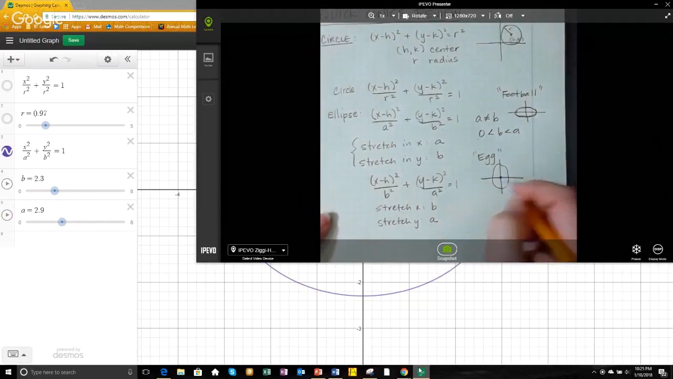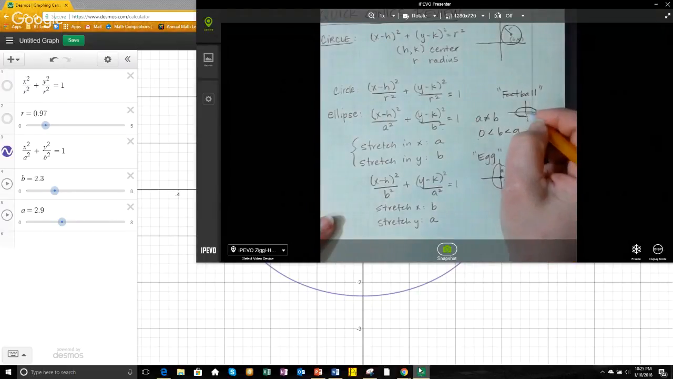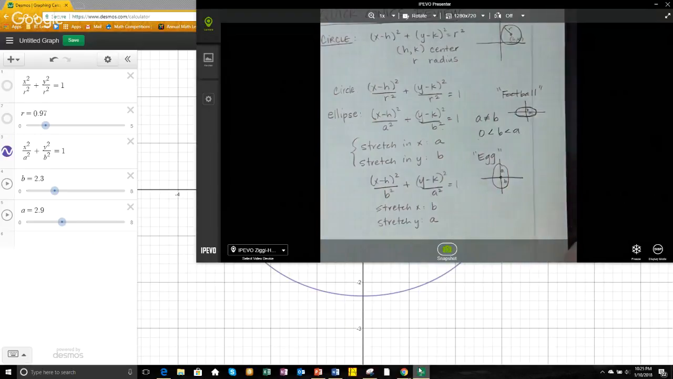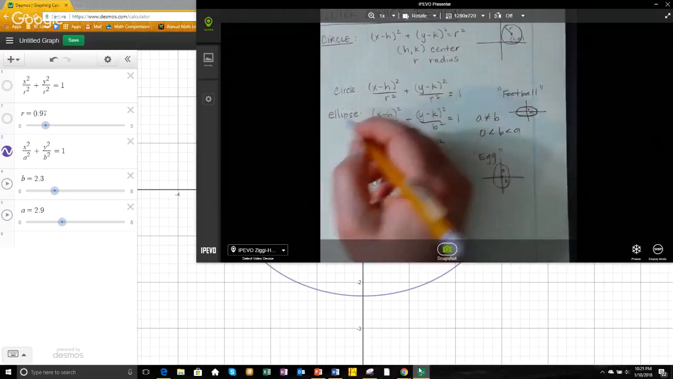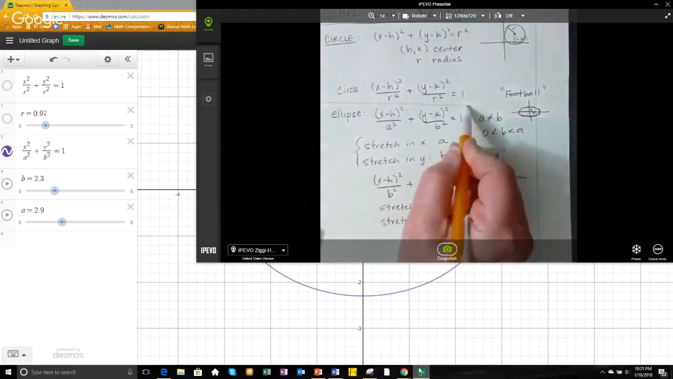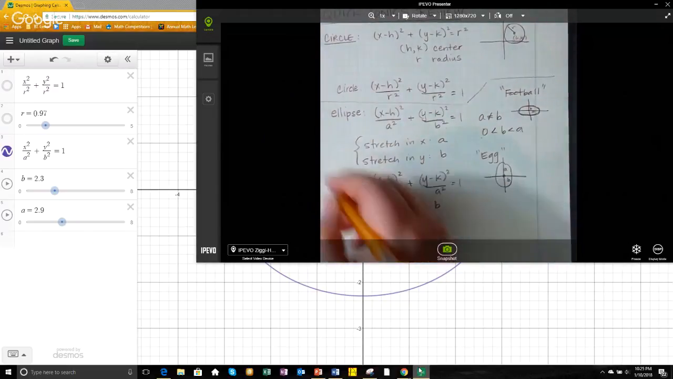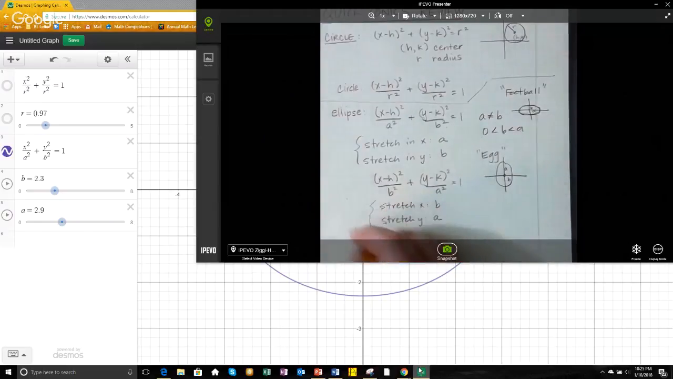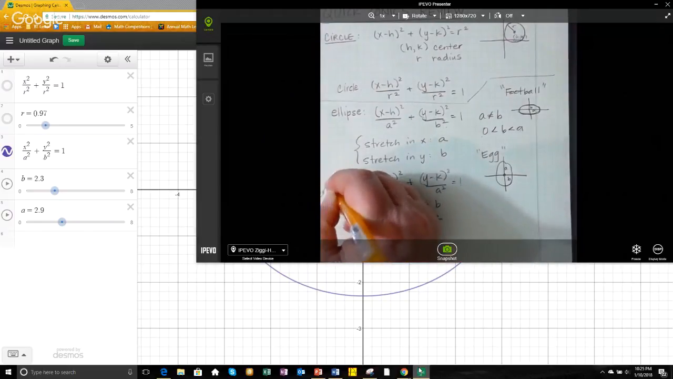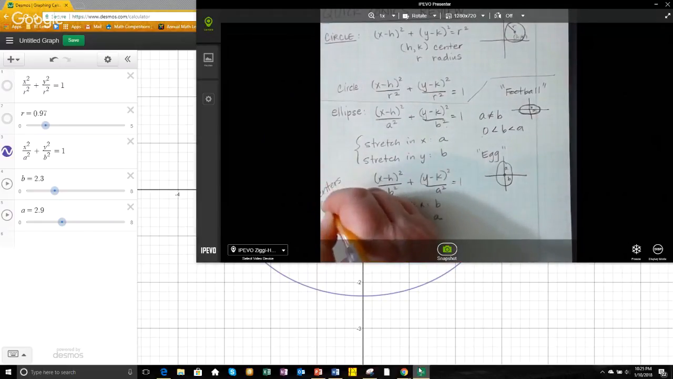And when you radiate from the center, this is going to be b, and this will be a, that distance. And over here, this distance will be a, and this distance will be b. Okay, these ellipses also have centers at h comma k.